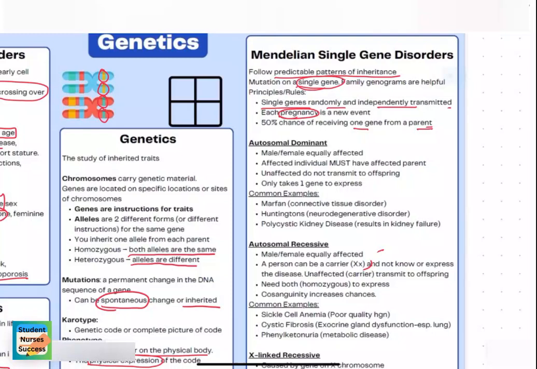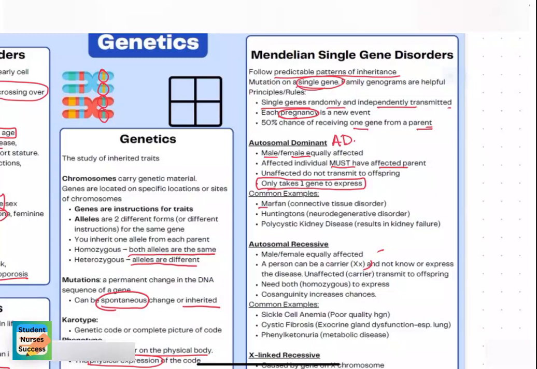Now let's talk about autosomal dominant disorders. In autosomal dominant disorders, it only takes one gene to express the disorder. We know that males and females are equally affected, so it doesn't matter. It isn't attached to an X or a Y chromosome. The affected individual must have an affected parent. And if you do not have the disease, you do not transmit it to your offspring.